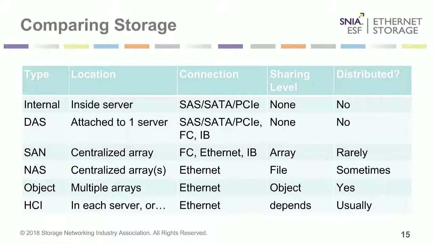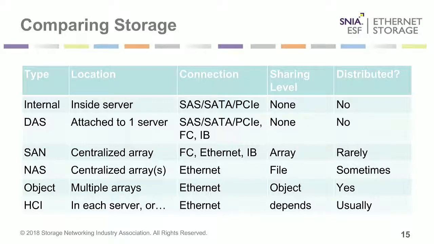And focusing on the last two columns, we can see that with internal storage and direct attach, you really don't share anything. Every server has its own. With SAN and NAS, you can share the storage. You do share the storage, and you might be able to share the files. With object storage, you share at the object level, and sharing is always possible. It's not always done, but it's always possible.